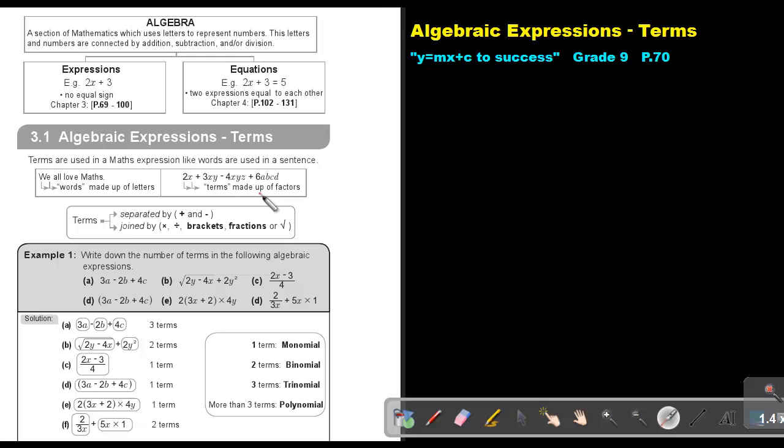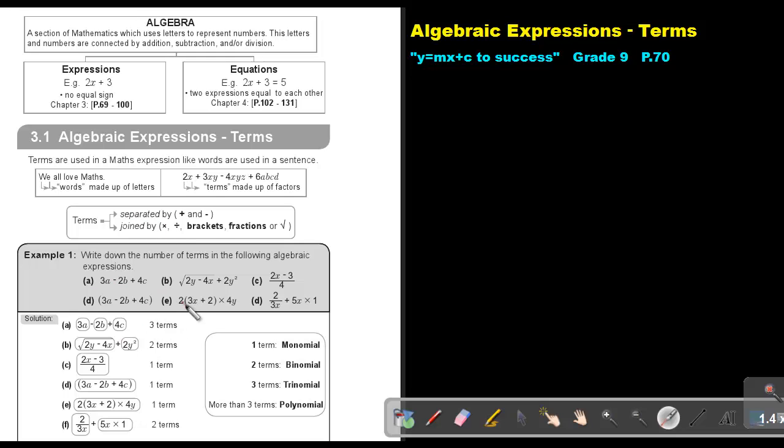Terms are made up of factors. So 2 times x, that is factors. And terms are joined by multiply, divide, brackets, fractions, or a root. We will look at it in the following example. Example 1. Write down the number of terms in the following algebraic expression. So how many terms? 1, 2, 3, because there's a minus and a plus, and that separate the terms.